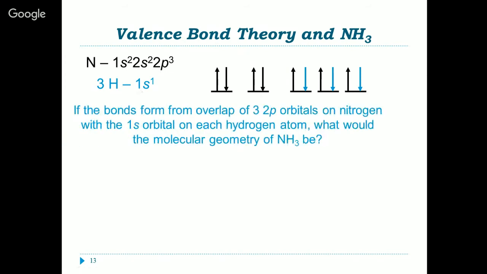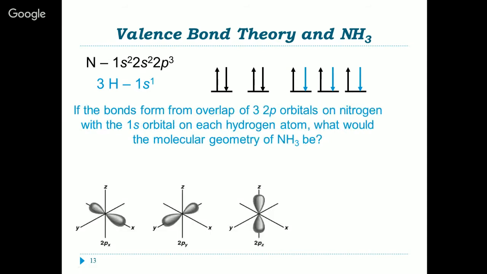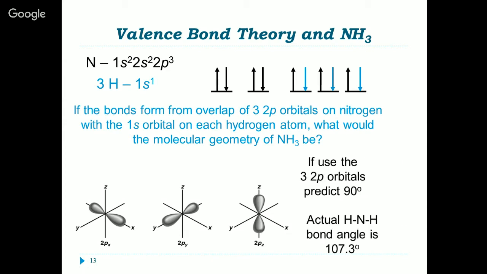Now, what's the problem with this? We have to think about those p orbitals. They are only aligned along the axes px, py, and pz. So if this were true, then we would see that the hydrogens would be coming off, for example, at the top, over here, and over here. They'd all be 90 degrees from each other. But that's not the case. The actual bond angle between the H and H is 107.3 degrees. So how can this be?